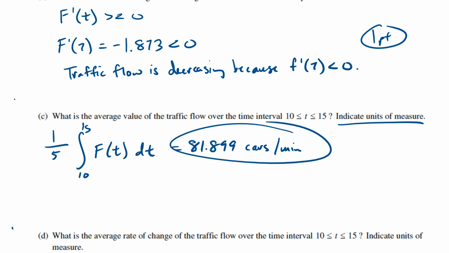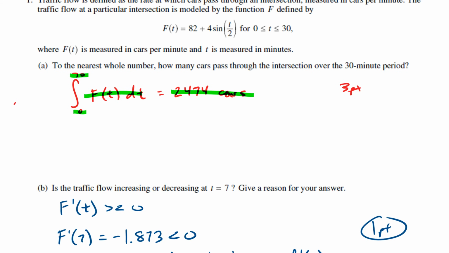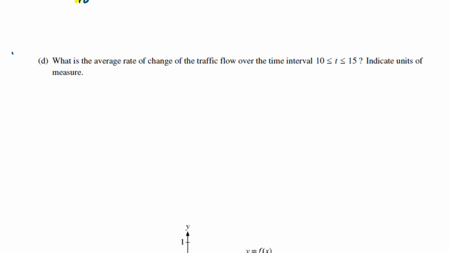That's my final answer for part C, and that is a 3-point question again. A point for the limits of integration, a point for the integrand, including the dt, and then a point for the solution with the correct units. I need to point out as well that back on part A, you needed to have the f of t and dt in order to get your full points. Alright, and then the last part, part D.